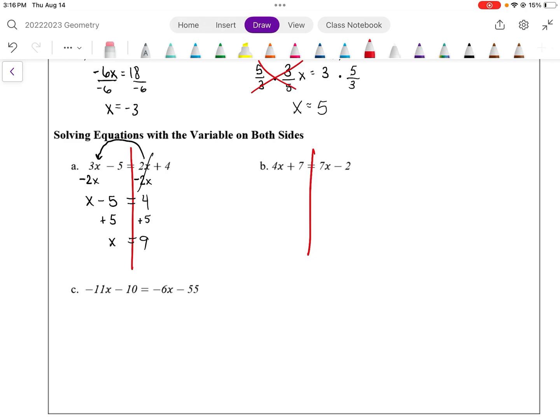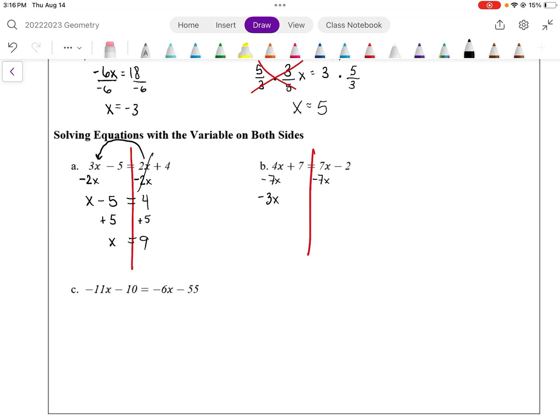Okay, so let's do another one. Again, kind of helps to draw a line. Now, I can go left or right. I can take my 7x and I can move it over to the left, or I could take my 4x and I could move it over to the right. It doesn't matter. Just be careful with your negatives. I always like x on the left. So I'm going to take that 7x and move it over to the left. Okay, and let's write down what we have.